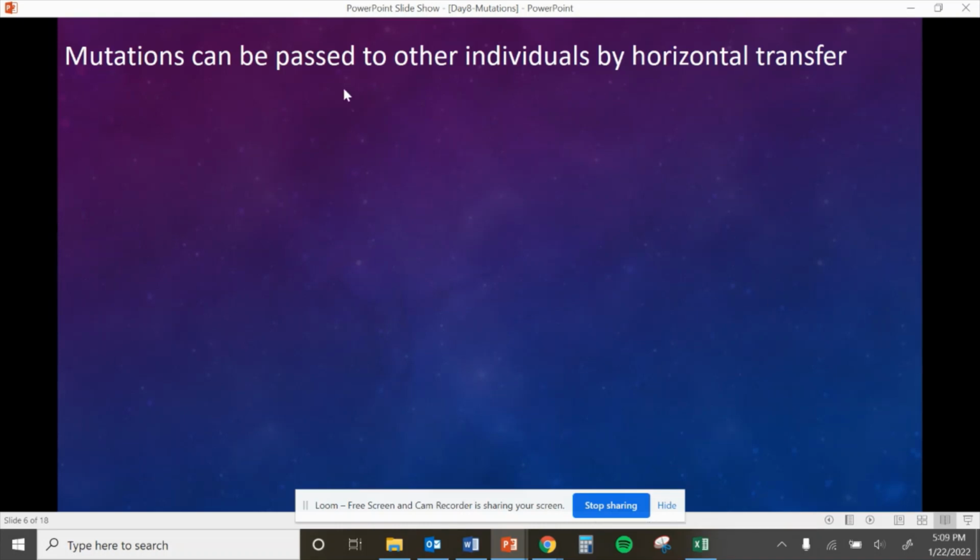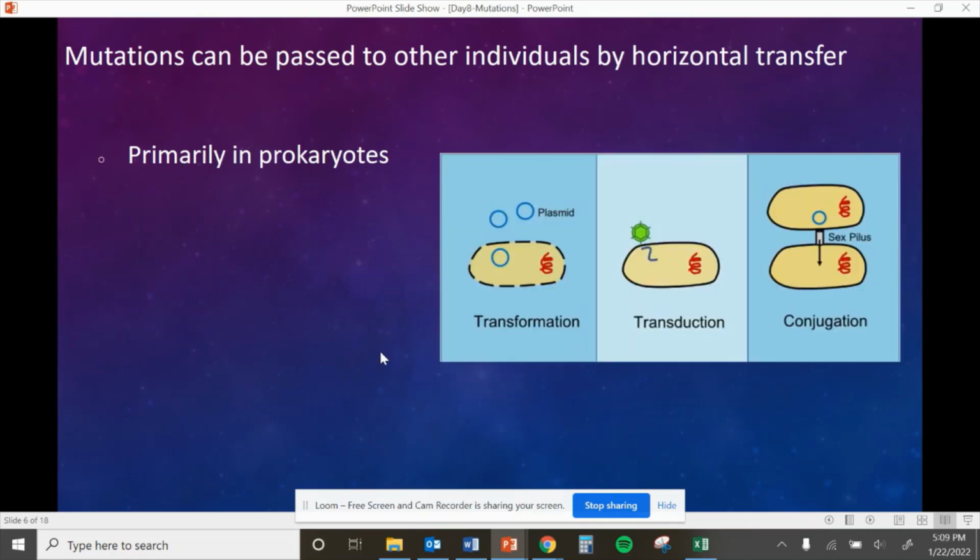We can also have mutations being passed to other individuals in a population by something called horizontal transfer. This is mostly done in prokaryotes. I can't think of a eukaryotic example off the top of my head, but it's primarily in prokaryotes. This is where we are taking DNA and transferring it from one individual to another, so a mutation can be passed in the population very easily.